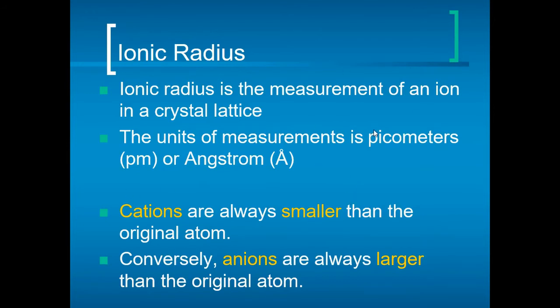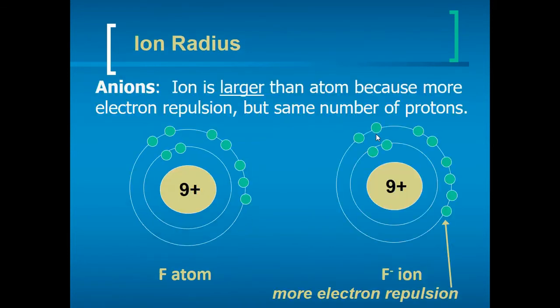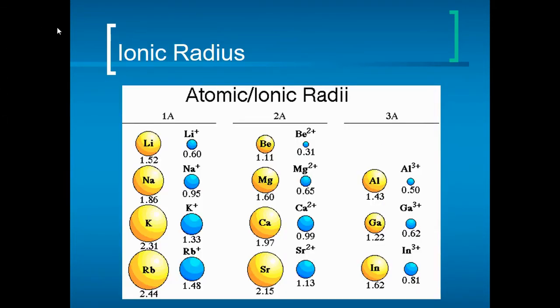So now let's talk about the ionic radius on the periodic table. Okay, we've already talked about all that. So if you were to compare, let's say, lithium versus lithium plus, you see that lithium is larger than the cation. Sodium is larger than the cation. Potassium is larger than the cation. Magnesium is larger than its cation.